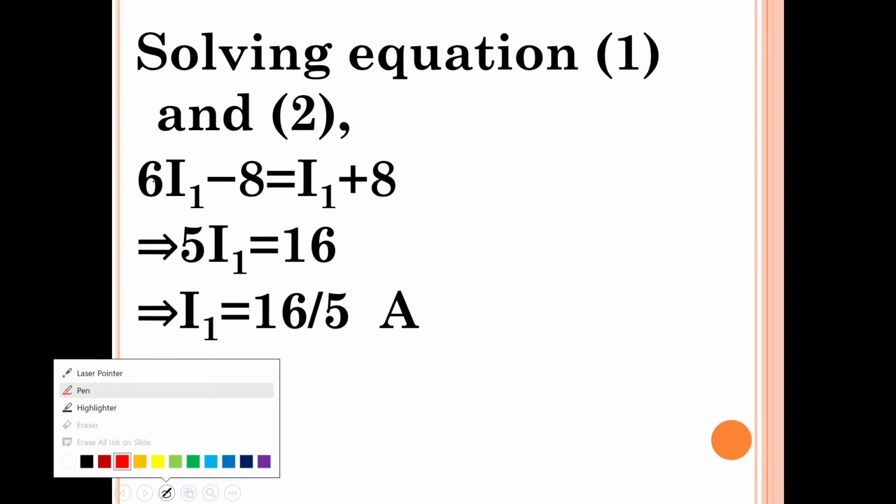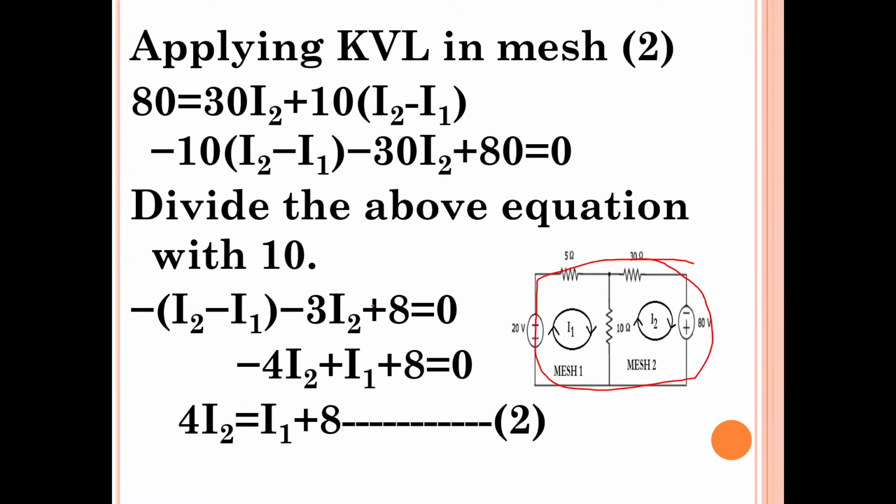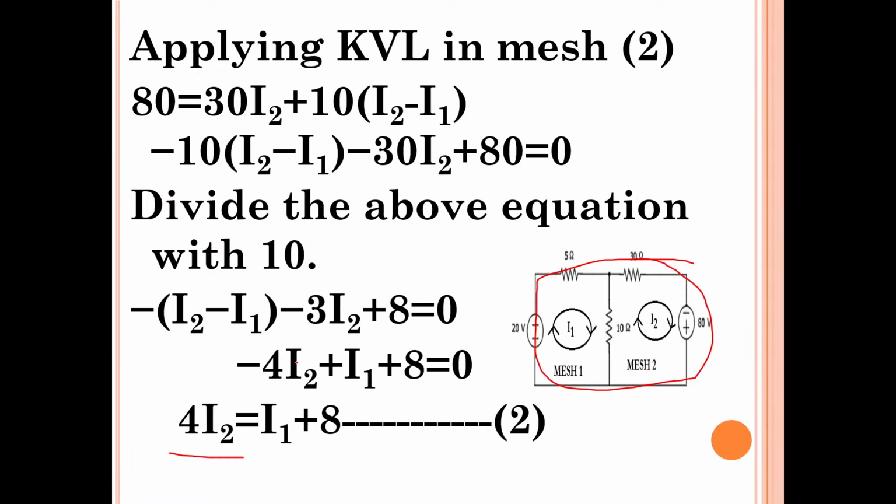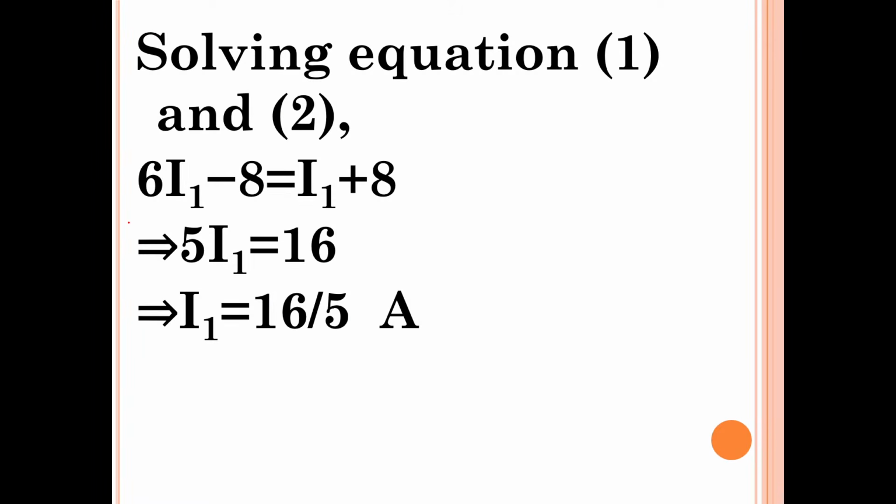By solving equation 1 and 2, if you observe here, 4I2 is equal to something, and in equation 1, 4I2 is equal to something. So that's why I have multiplied the above equation with 2. No need to do this directly; you can substitute these two equations in your scientific calculator and you will get the I1, I2 values. So when I equate equation 1 and equation 2, I will get 6I1 minus 8 equal to I1 plus 8, and by simplifying, I will get 5I1 equal to 16.